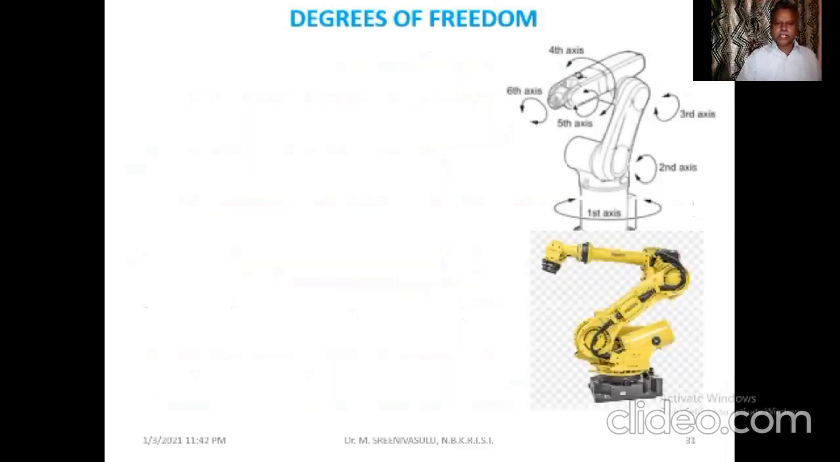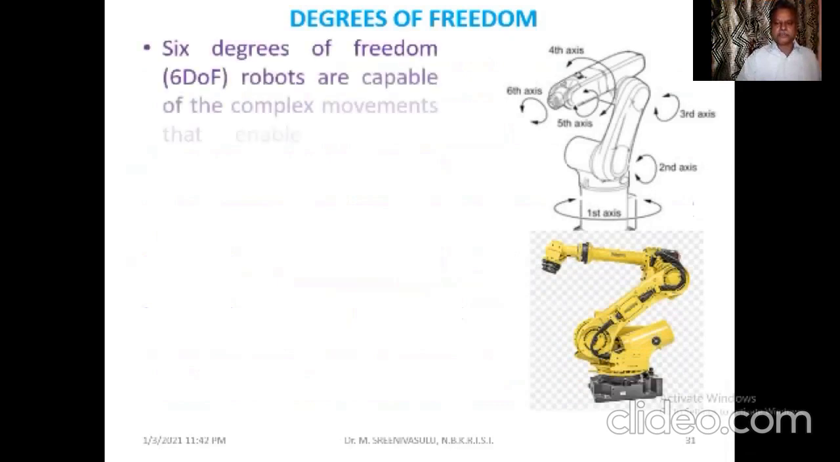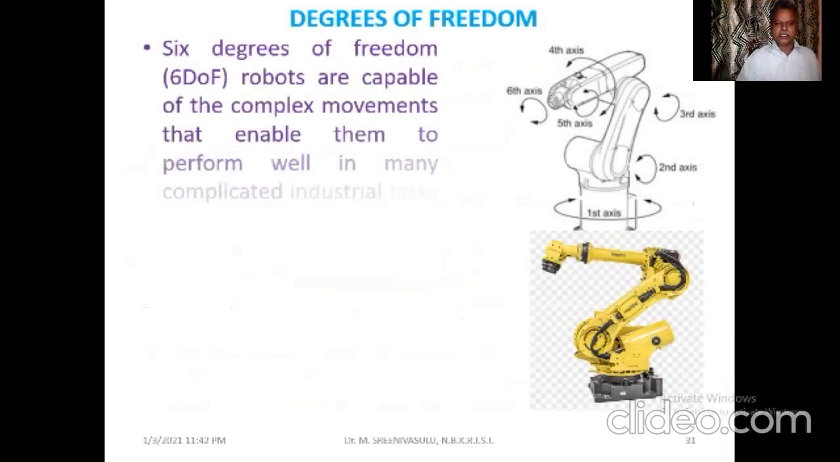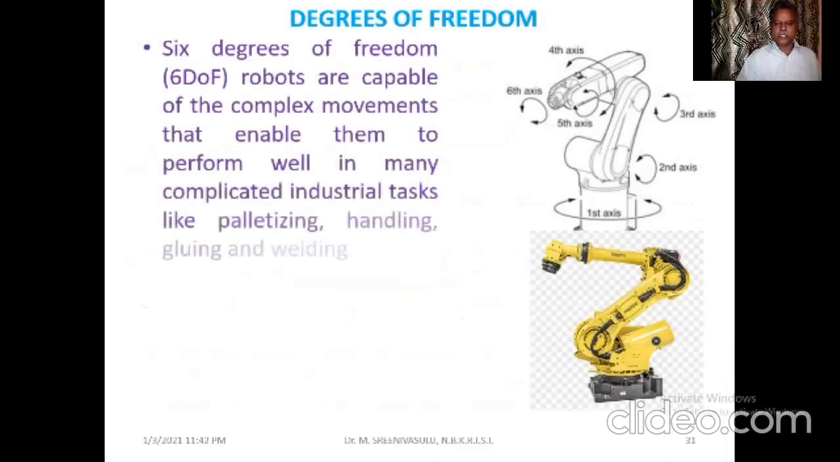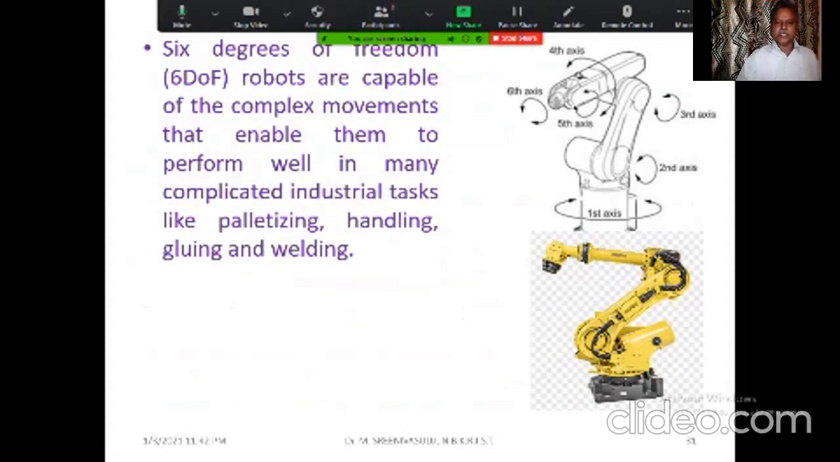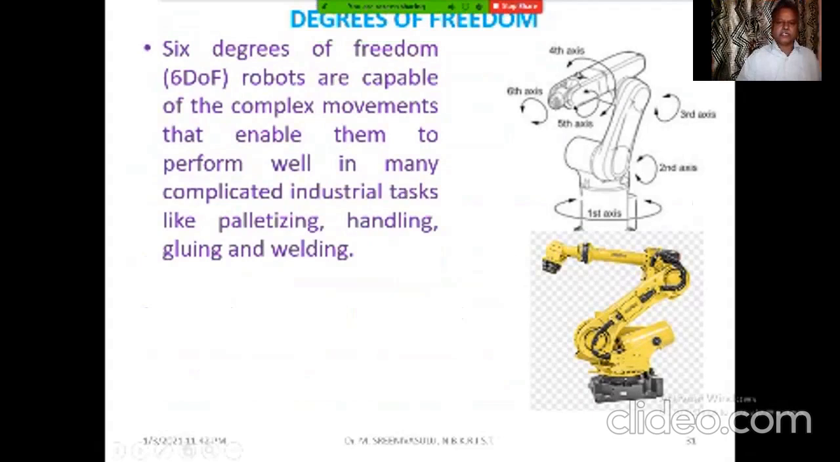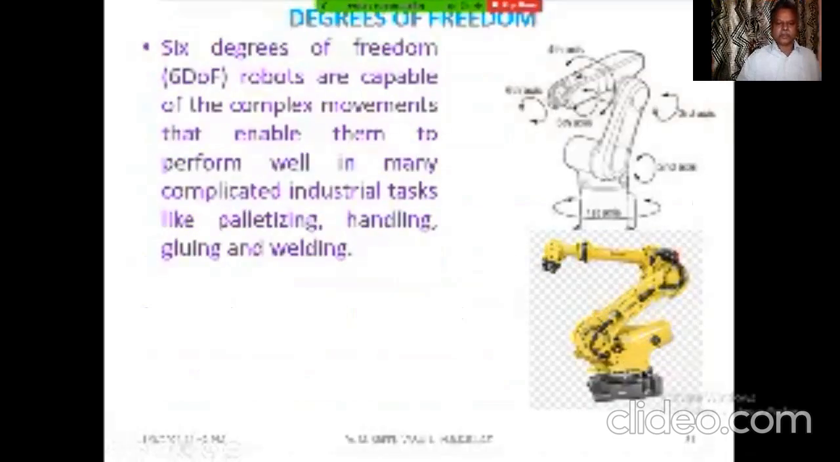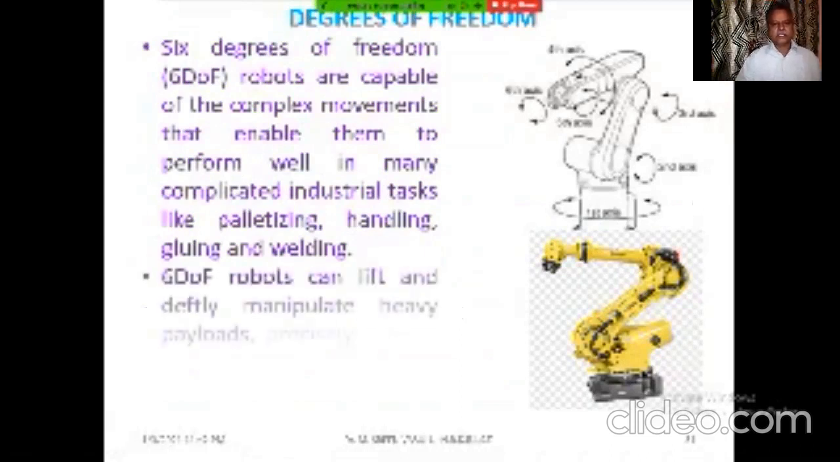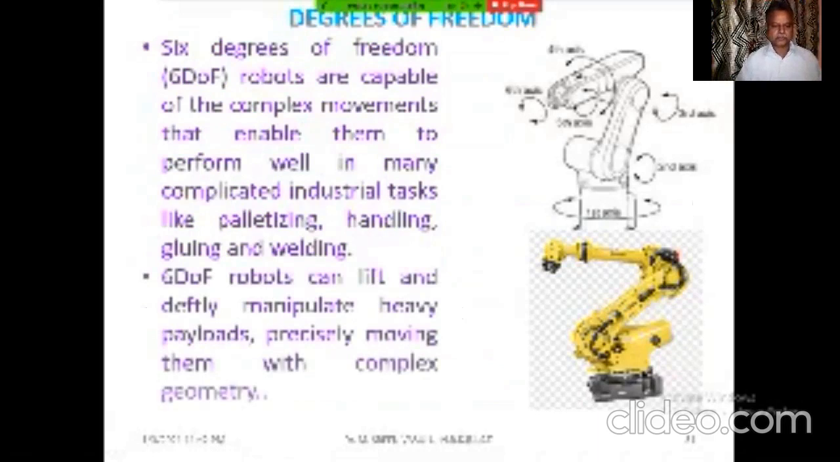Maybe I might be trying to use the same sketches that I've used earlier, but still it is meaningful to show this particular image showing 6 degrees of freedom. See, like first axis, second axis, third axis, fourth axis, fifth axis, and sixth axis. So it is essentially required in order to maintain complex movements.